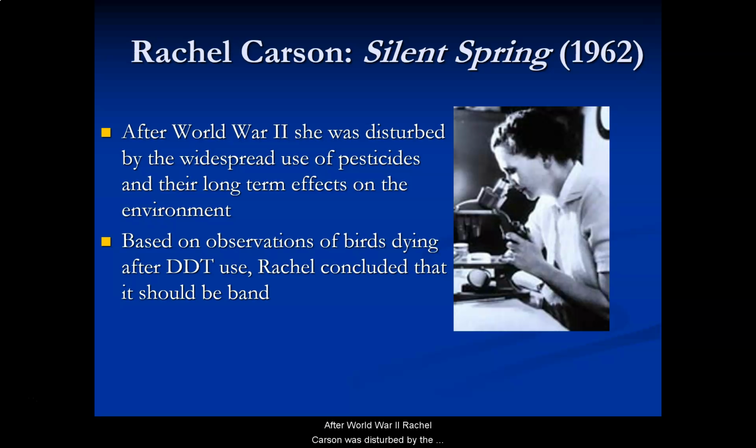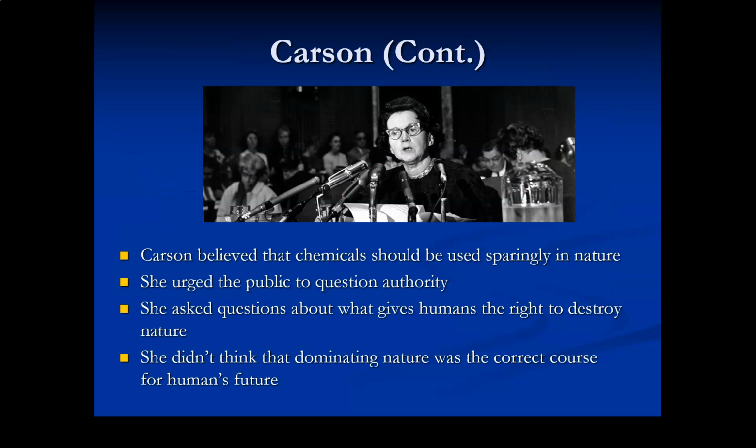After World War II, Rachel Carson was disturbed by the widespread use of pesticides and their long-term effects on the environment. She based many of her observations on birds dying after the use of the pesticide DDT, and she concluded that it should be banned. Rachel Carson wrote a book in 1962 called Silent Spring, and this book was about her observations about how birds were disappearing due to the use of pesticides.